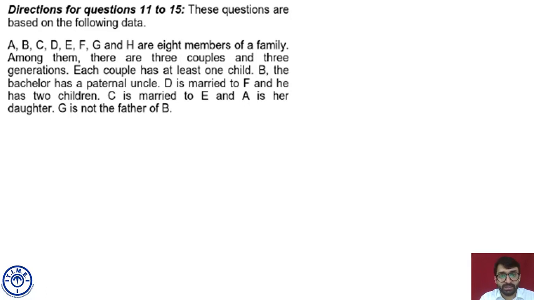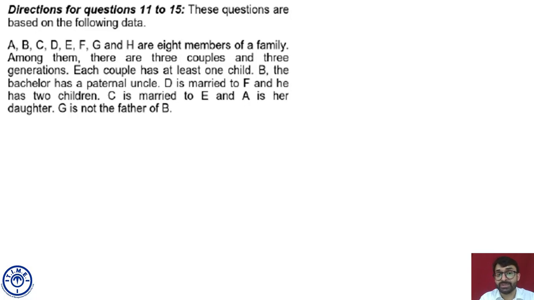B is the bachelor and has a paternal uncle. That means B's father has a brother. So in the second generation, there is a sibling situation because B's father has a brother. D is married to F and he has 2 children. Now read this statement one more time. D is married to F, that means D and F are a couple, and he has 2 children.